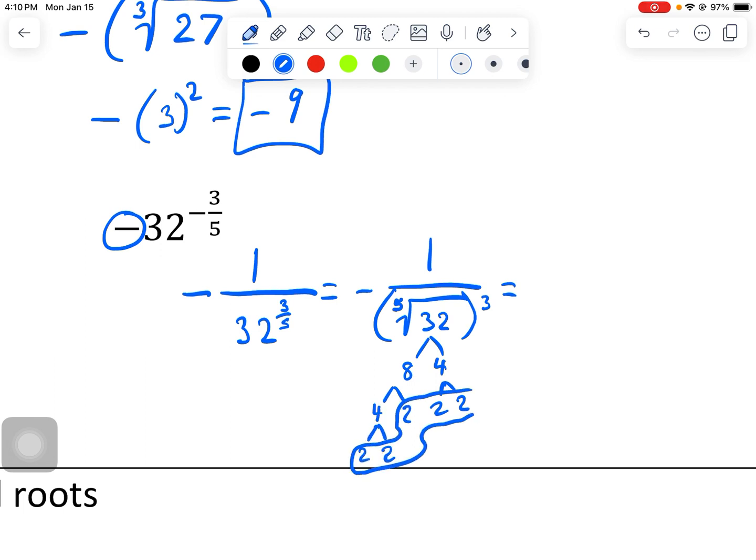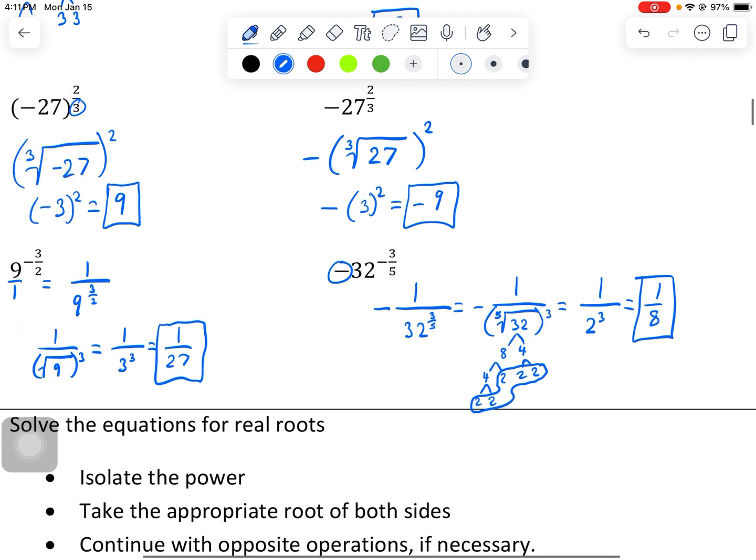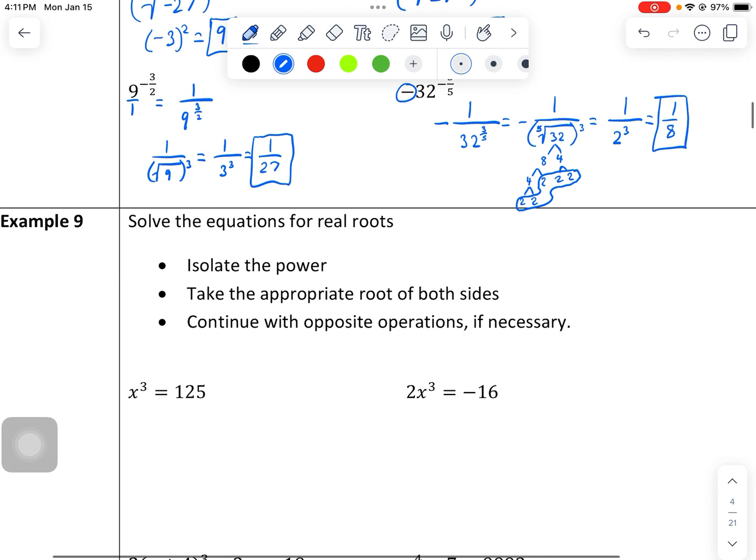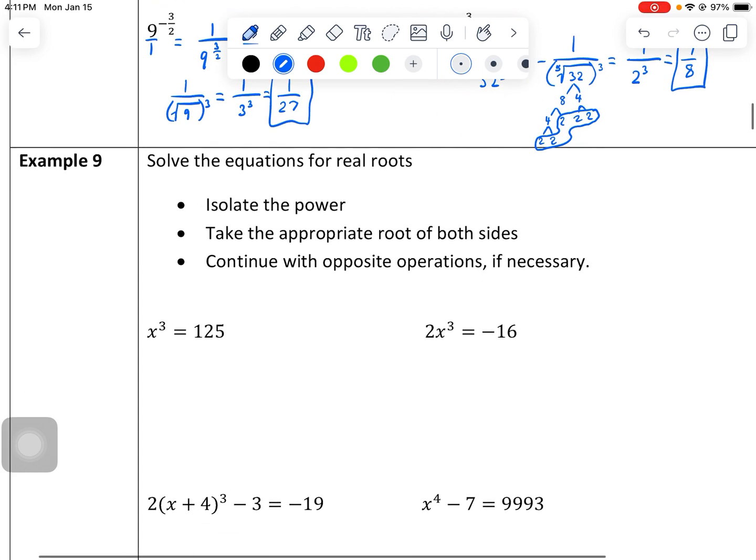So this whole thing is a group of 5 2's. So then that simplifies to 2 to the 3rd power, which is 1/8. Okay? And that is it for this part. The final thing is a couple solving problems, so I'm going to go through those quickly here, and then you can get started with whatever you need to.